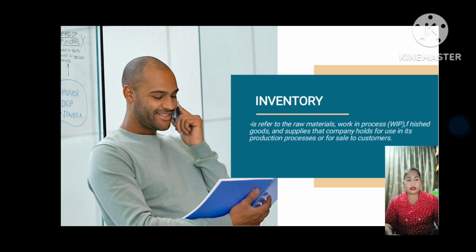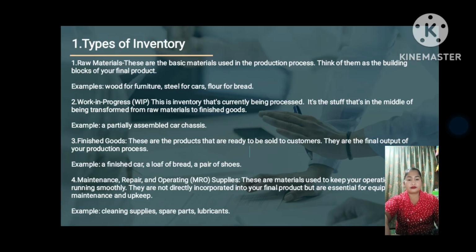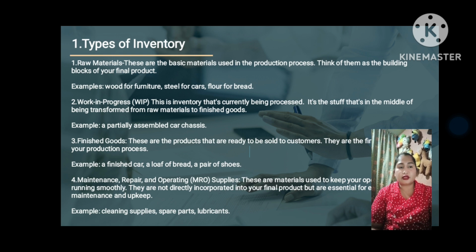So, inventory refers to the raw materials, work in process, or what we call WIP, finished goods, and supplies that a company holds for use in its production processes, or for sale to customers. So we proceed. Types of inventory.